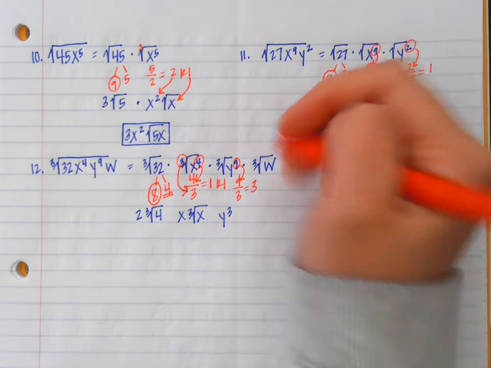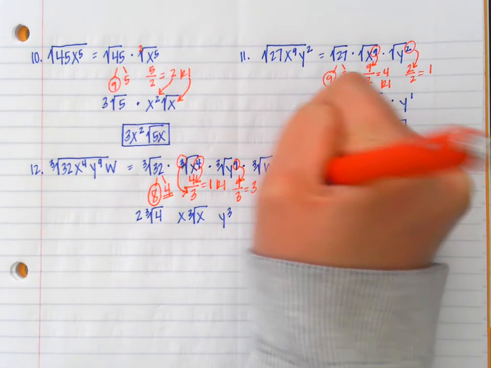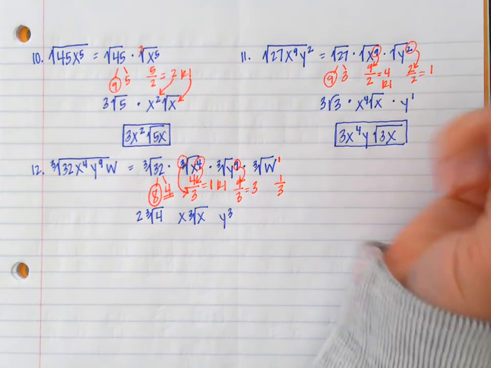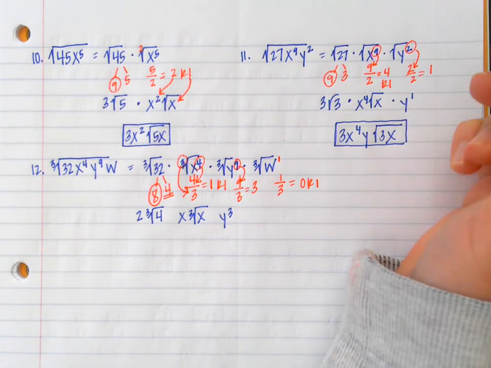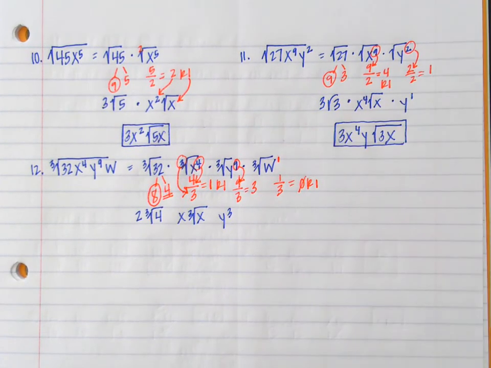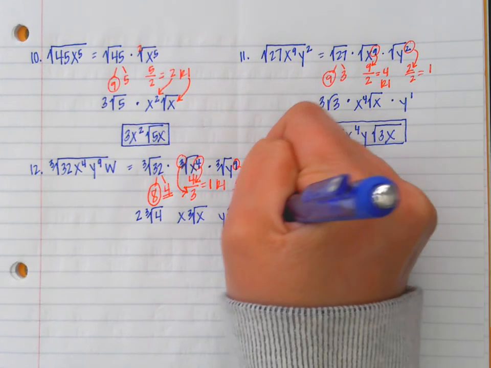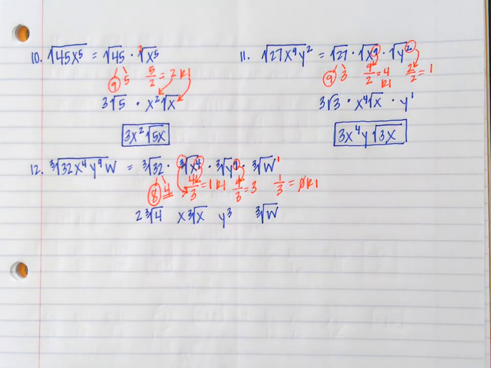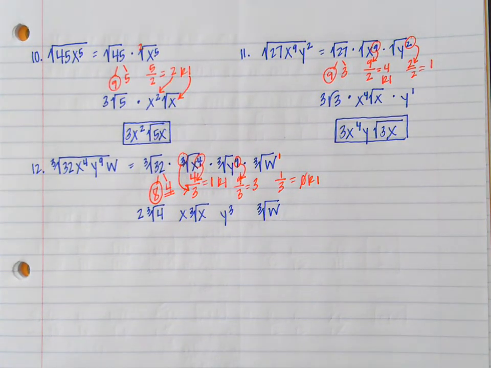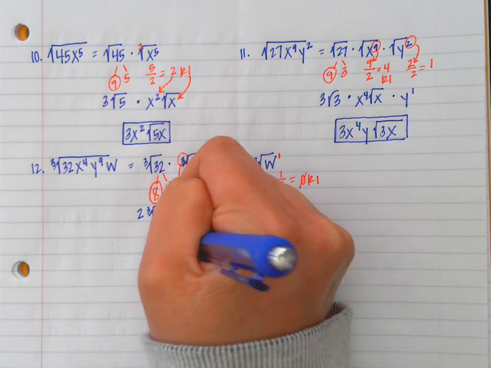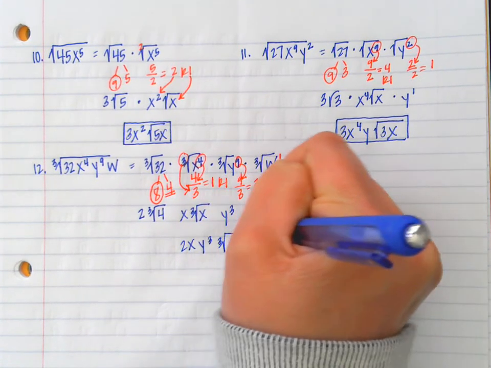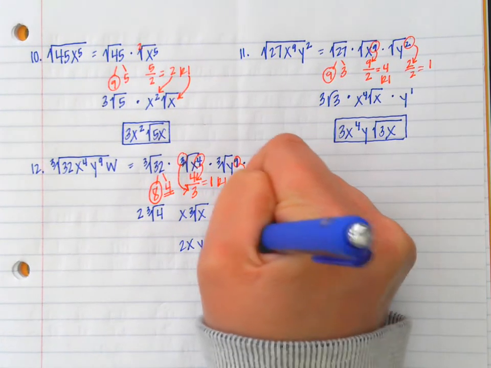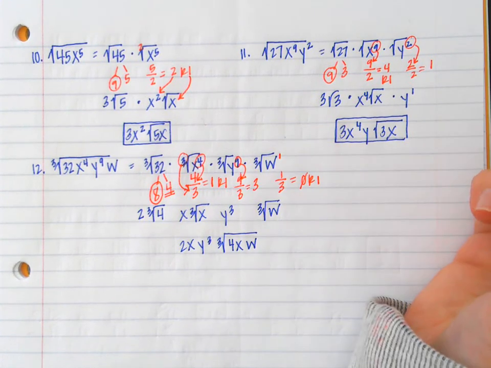Okay, and then last one, well, this exponent is 1, and it doesn't go in evenly, so it's none with a remainder of 1, really. It doesn't go evenly at all. And so if it doesn't go evenly at all, we just leave it inside the cube root. And so my final answer, we'd write it as 2x y cubed, and then all inside the cube root is going to be 4x and w.